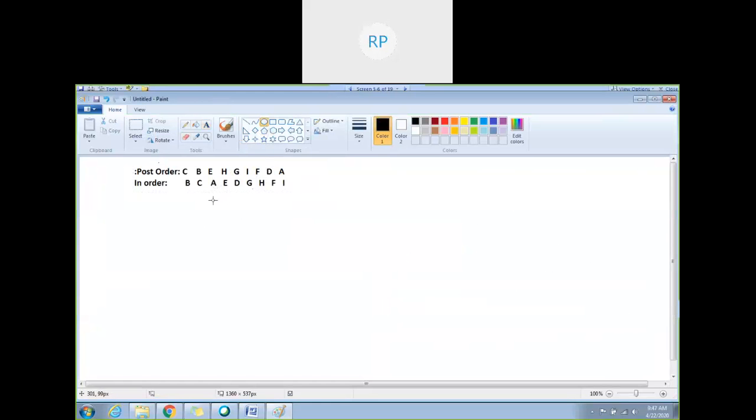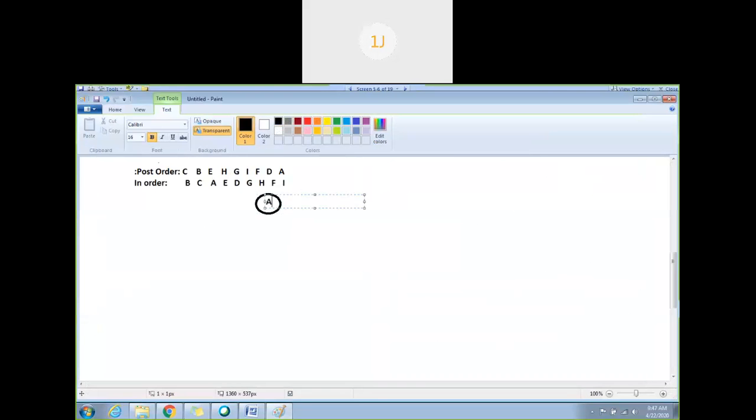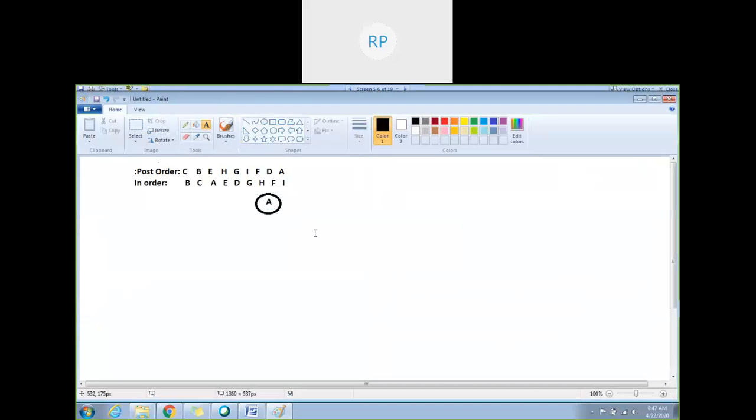I'm not going to help with anything. Just let me know what the root node is. A is the root, ma'am. Very good. A is my root node. B, C is on the left side. So A is my root node.